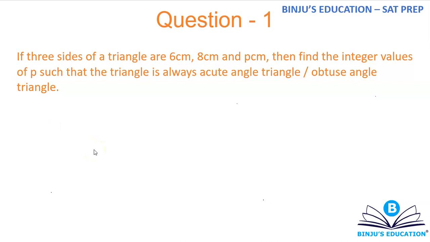Alright, so let's start with this one. Question number 1 says, if three sides of a triangle are 6 centimeter, 8 centimeter and p centimeter, then find the integer values of p such that the triangle is always an acute or obtuse angle triangle.